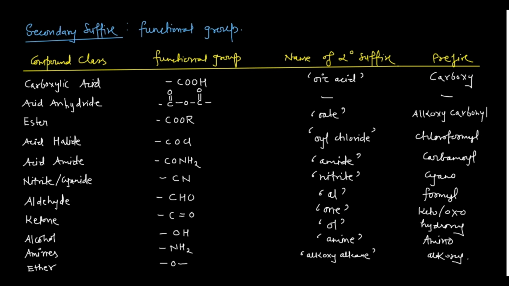Okay, and similarly you may have the amines. When amine is present as the side chain, then its name is amino, but when it is the only functional group present in the molecule, then the name of the compound will end with amine.